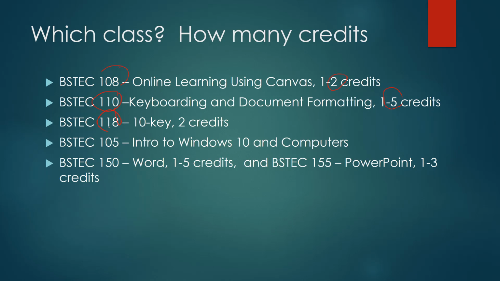BizTech 118 is also a keyboarding class. This is a different kind of keyboarding class. It's not learning how to use the entire keyboard. It's just focusing on how to use the 10 key, the numbered keypad on the right side of your keyboard. This is not a variable credit class. If you want to take this class, you need to take 2 credits, both credits.